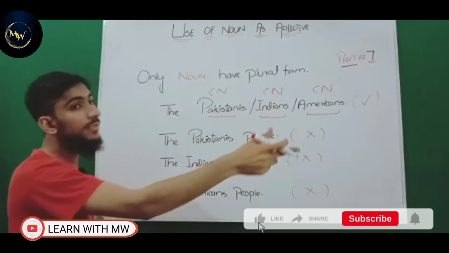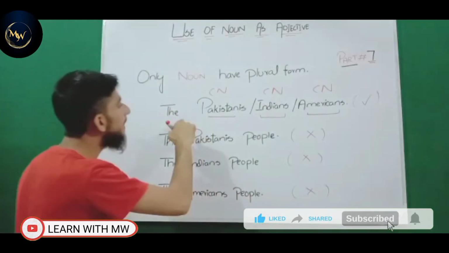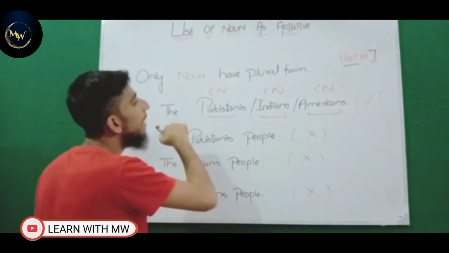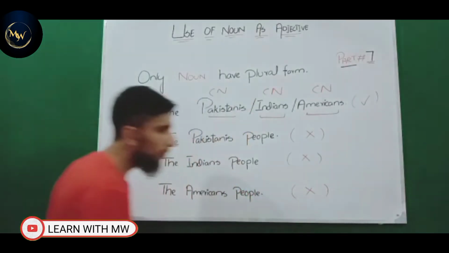If "the Pakistanis" is right, then why is "the Pakistanis people" wrong? If "the Indians" is right, then why is "the Indians people" wrong? If "the Americans" is right, then why is "the Americans people" wrong? So now we will discuss the reason.